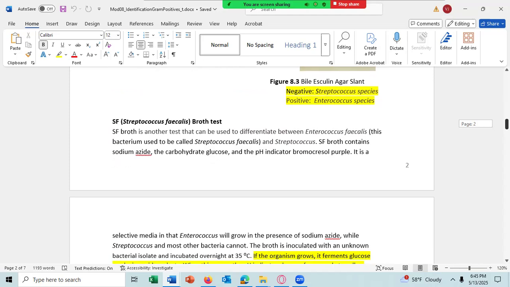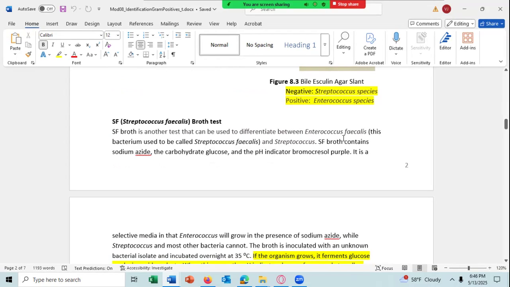All right. The SF broth test is named for Streptococcus faecalis, which is the old name of Enterococcus faecalis. They thought it was a member of the Streptococcus family, but when they sequenced the bacteria, they discovered it was its own family, Enterococcus. But the SF broth test is still named for the old name of Enterococcus faecalis. Any question about any of that? And I'm just going to call it the SF broth test because the correct name is not Streptococcus faecalis anymore.